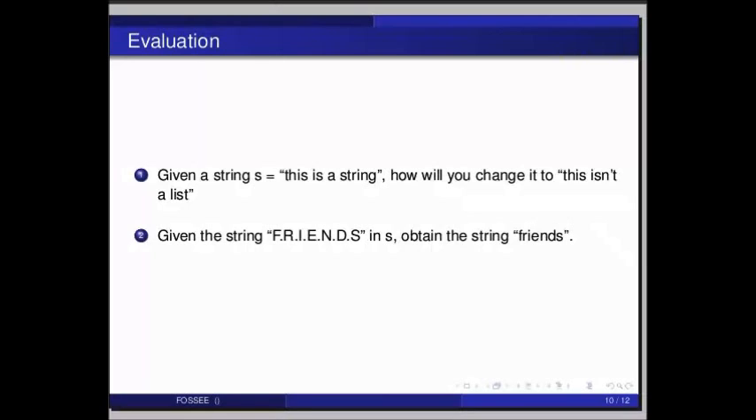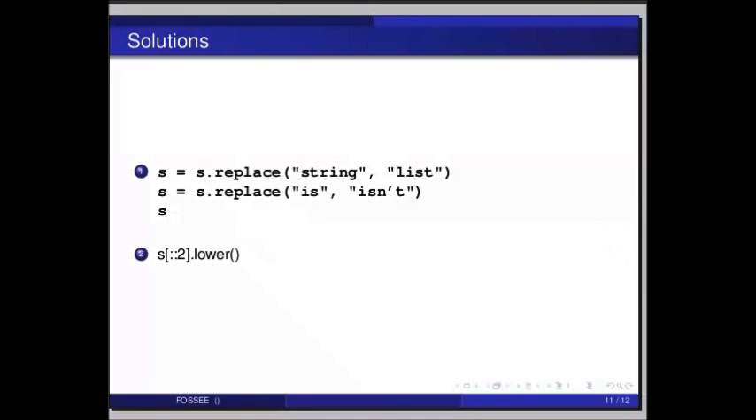And the answers. We will use the replace function to accomplish this. So type s is equal to s dot replace, and within brackets, in double quotes, string, comma, in another double quotes, list. And then s is equal to s dot replace, then within brackets, in double quotes, is, comma, then in another double quotes, isn't. Then we notice that every is in the statement has been replaced by isn't. In order to change the string to lowercase, we use the lower method. So type s in square brackets colon 2 dot lower closing brackets.